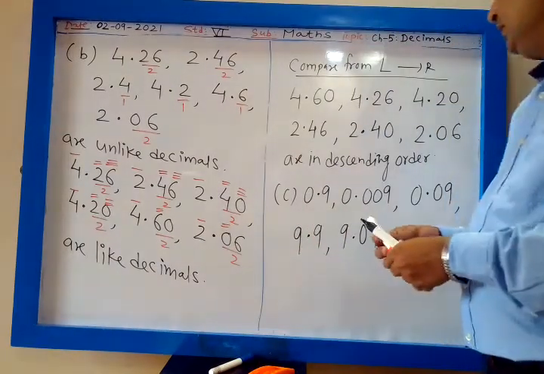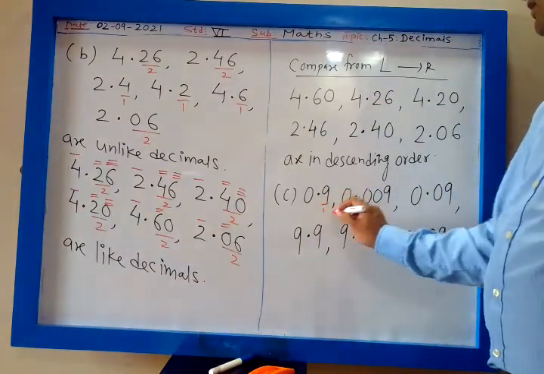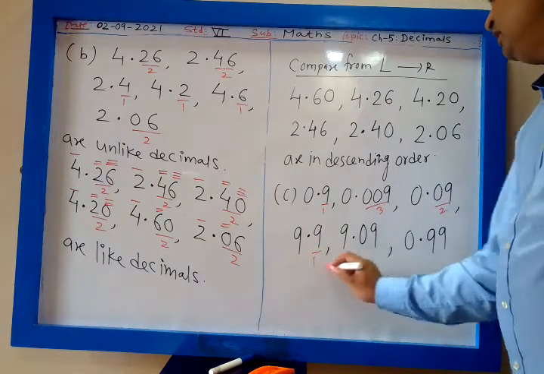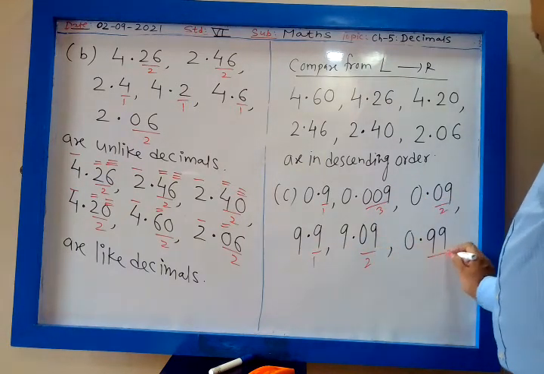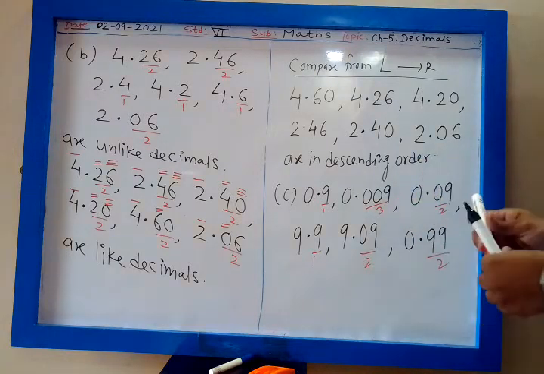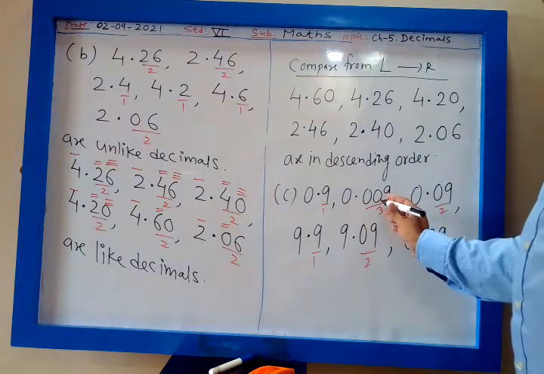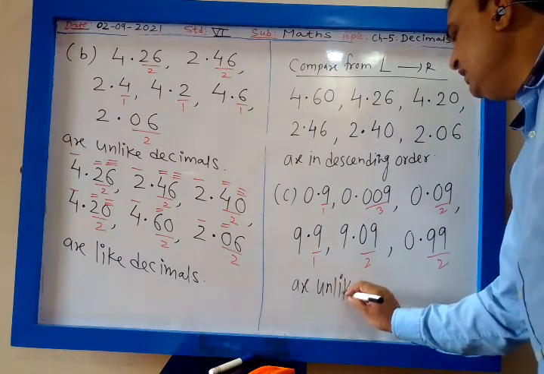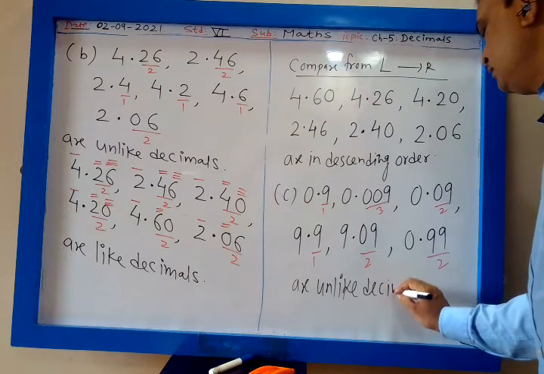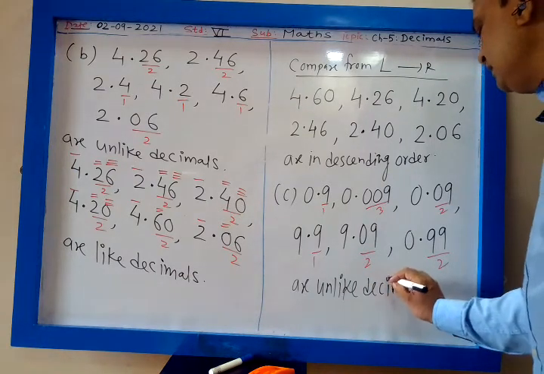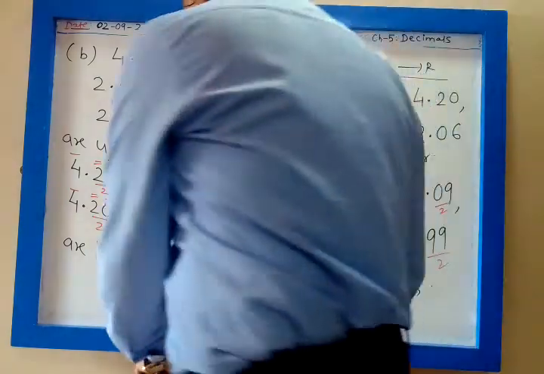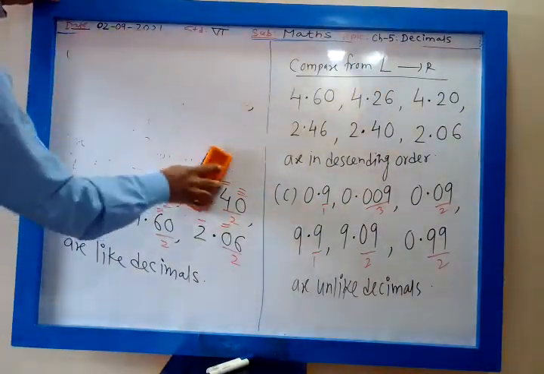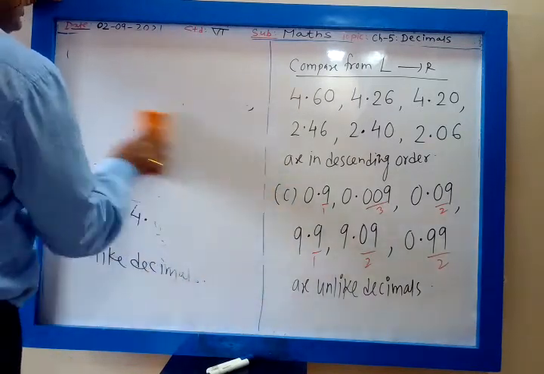Okay, done. So count the decimal places: 1, 3, 2, 1, 2, 2. Which is the maximum decimal place? 3. So they are unlike decimals. Let us convert them into like decimals first.